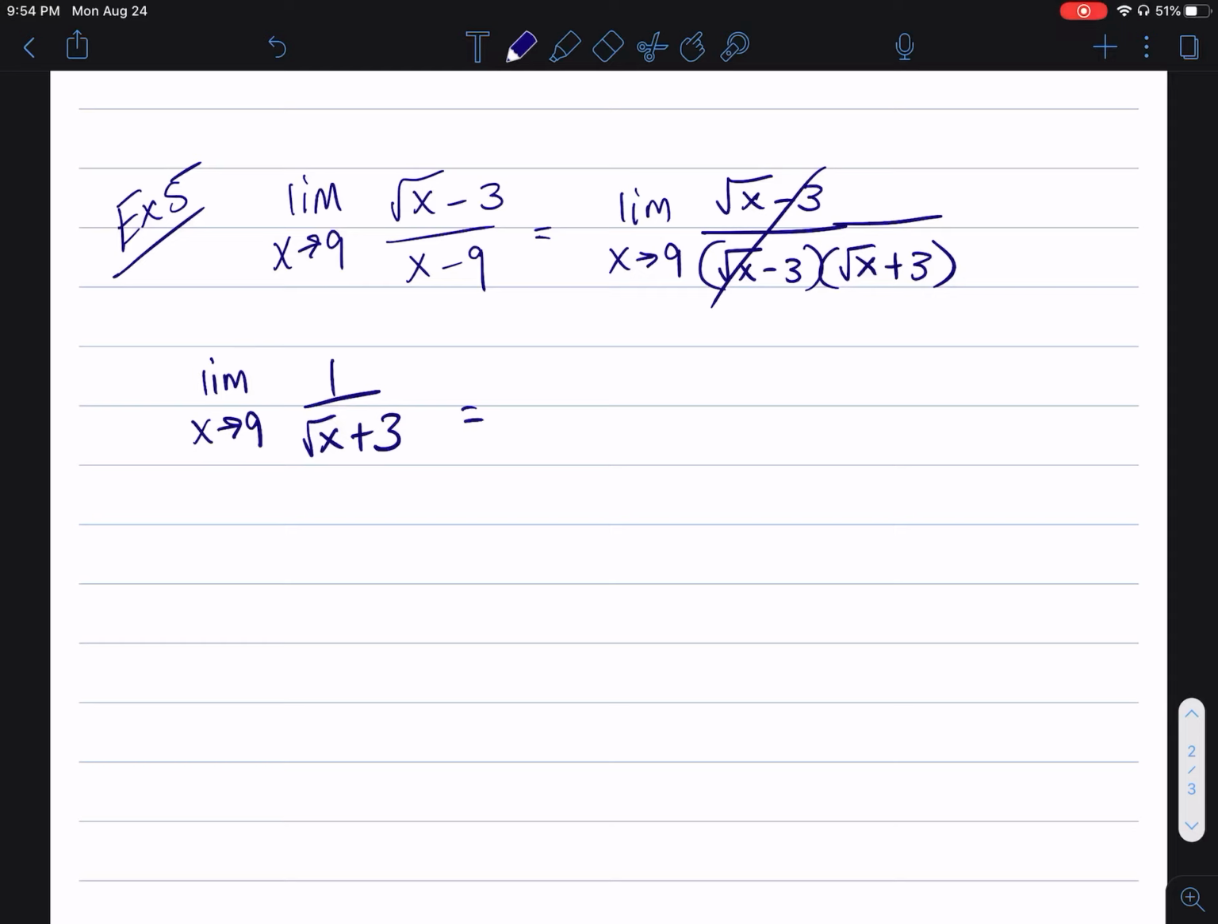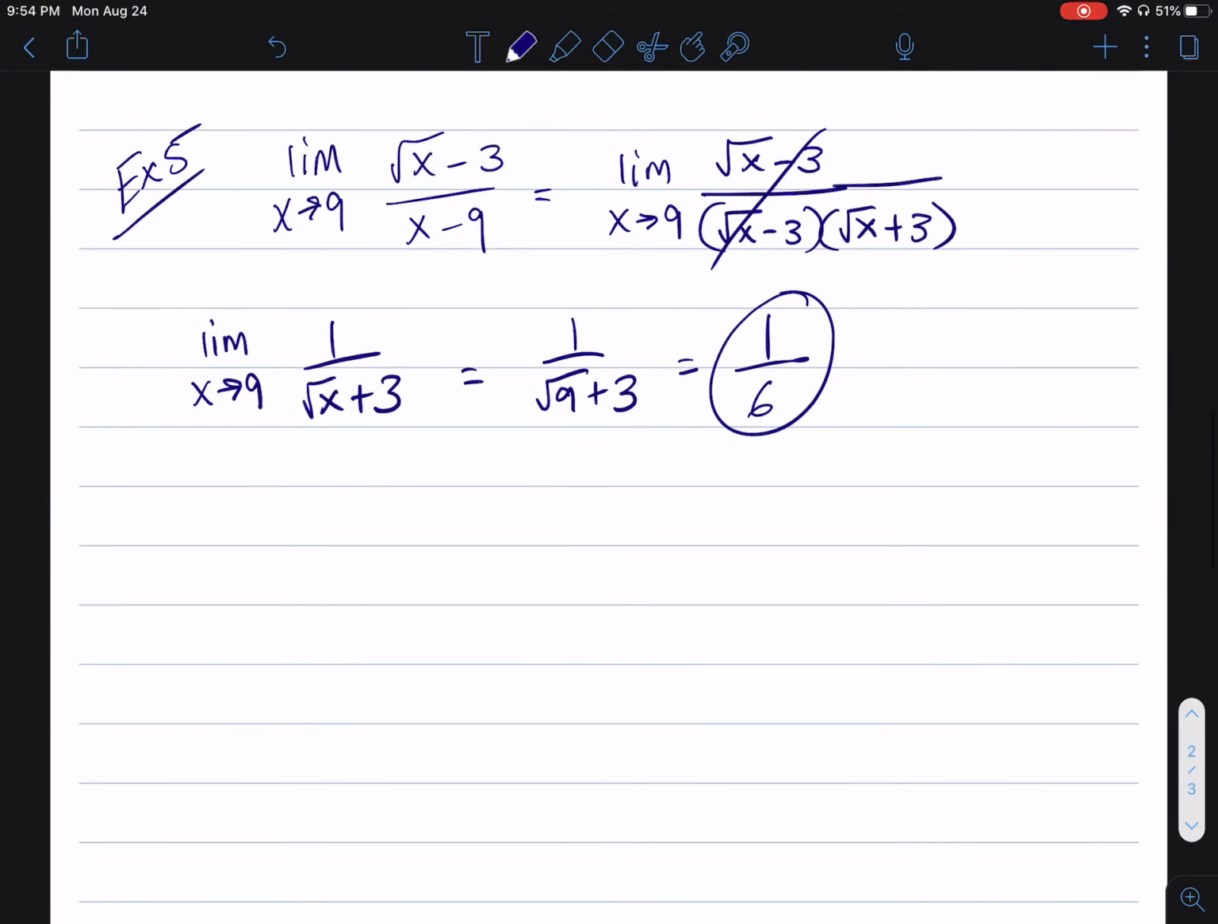Then I can direct substitute. So I'm going to get 1 over the square root of 9 is 3. 3 plus 3 is 6. So 1/6. Now there's another way that we can do this one.